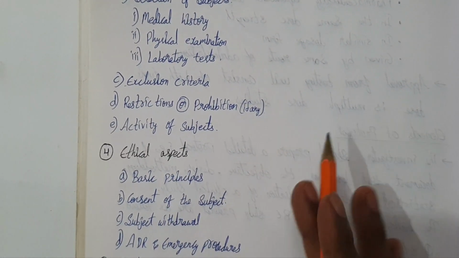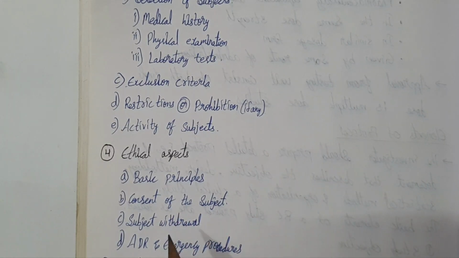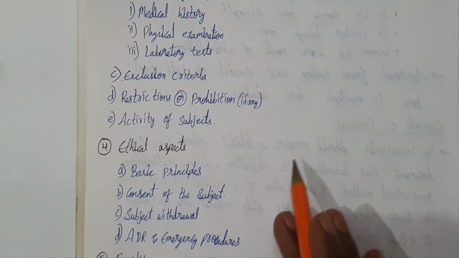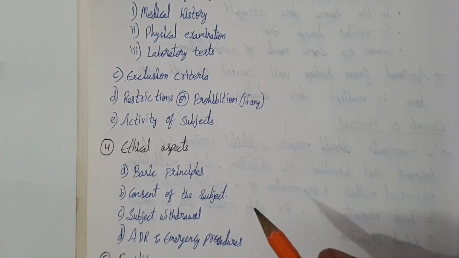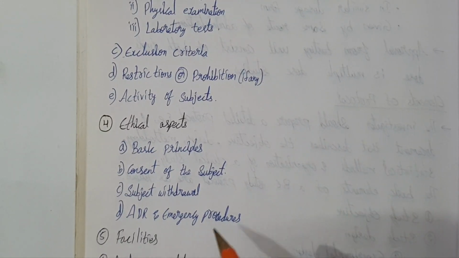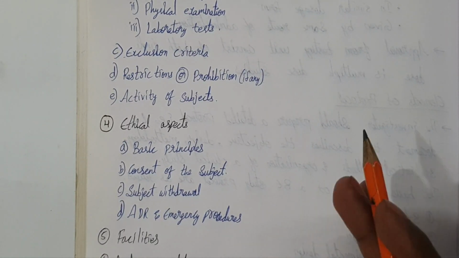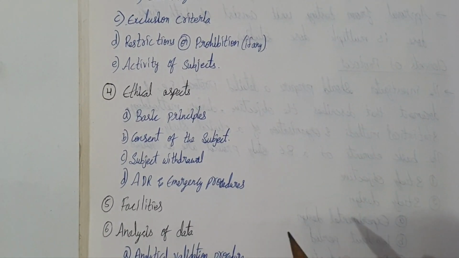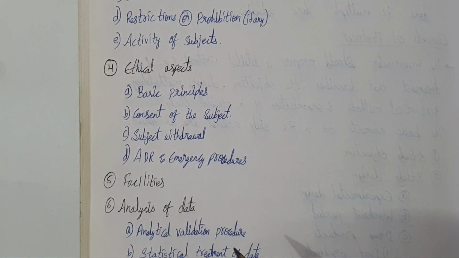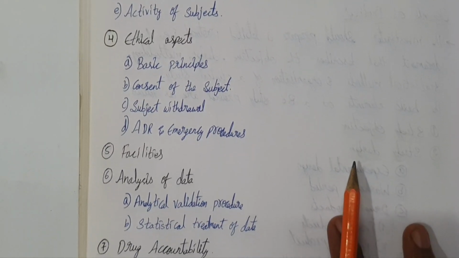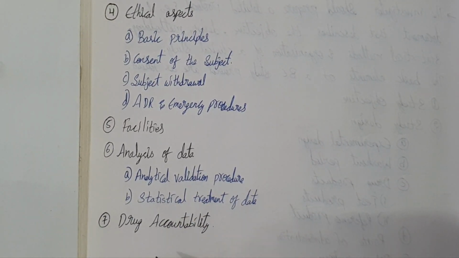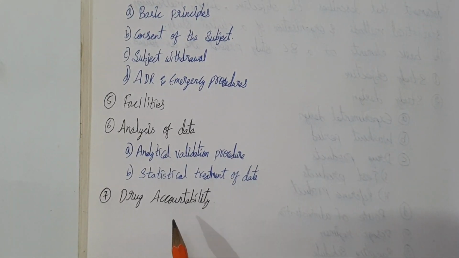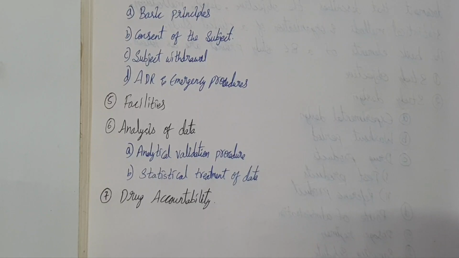Ethical aspects: basic principles we have to follow, and the consent of the subject, that is the participants' consent form we have to take. Subject withdrawal: we have to give the rights to the subject. Then emergency procedures, we have to be ready with how to manage and how we act in an emergency case. Then facilities, what we are providing, analysis of data, analytical validation procedure, as well as statistical treatment of data. Lastly, we have drug accountability.